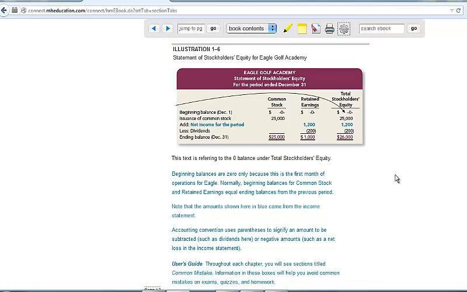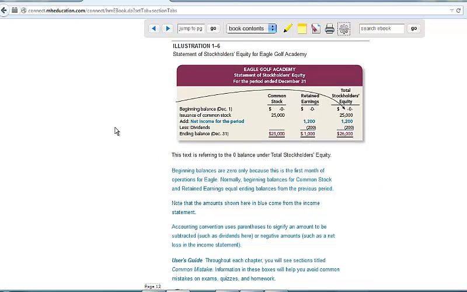To prepare a statement of stockholders' equity, you need to memorize this format. Hint, this particular question, you will be asked to prepare a statement of stockholders' equity on your midterm exam. So for the statement of stockholders' equity, the two columns represent the two components, common stock and retained earnings. The third column, total stockholders' equity, is the summation of your common stock and retained earnings columns.